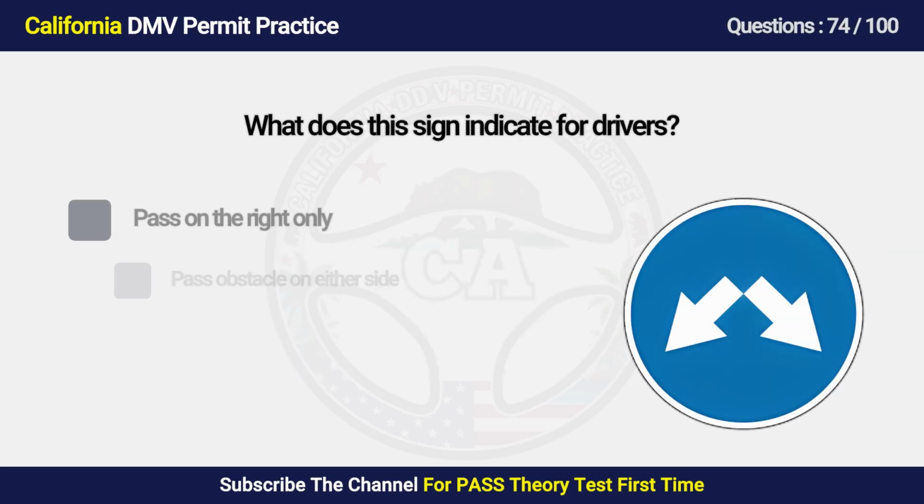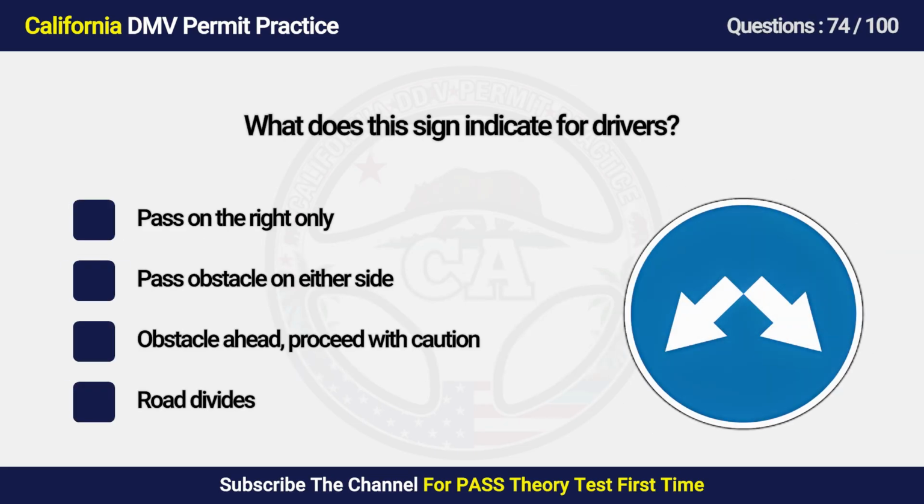Question 74. What does this sign indicate for drivers? A. Pass on the right only. B. Pass obstacle on either side. C. Obstacle ahead, proceed with caution. D. Road divides.